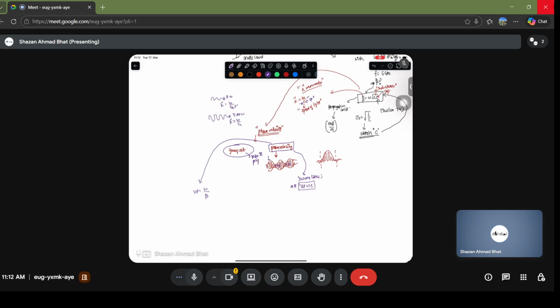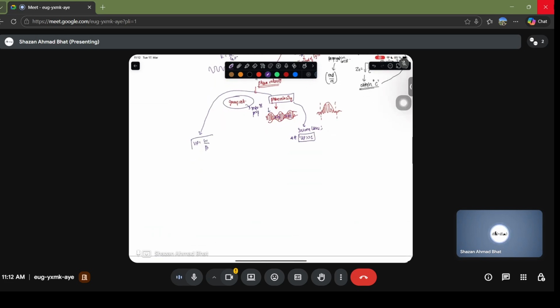Now, if you want to compute the phase velocity, you can compute it as omega, which is 2 pi times frequency, divided by beta. You have everything, you just put it into the equation, and you find the phase velocity of this electromagnetic wave.